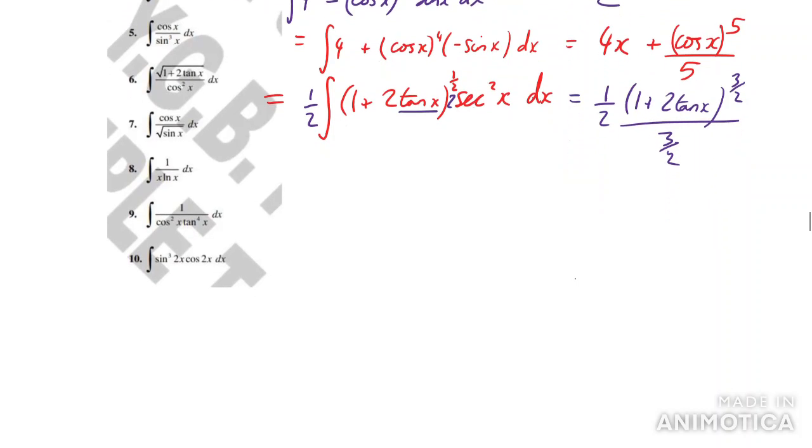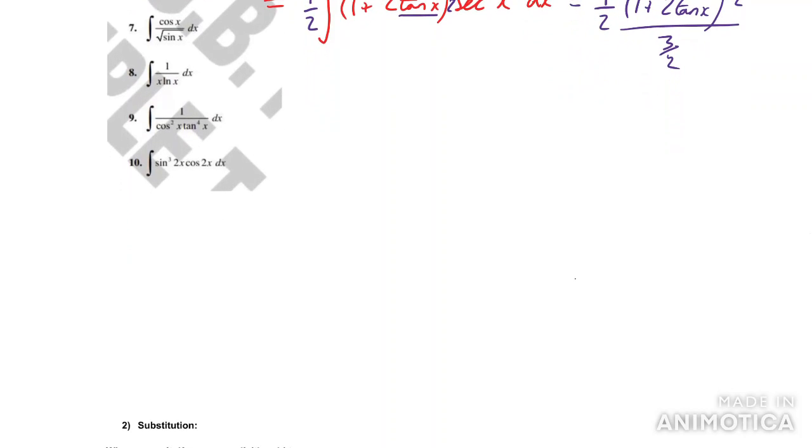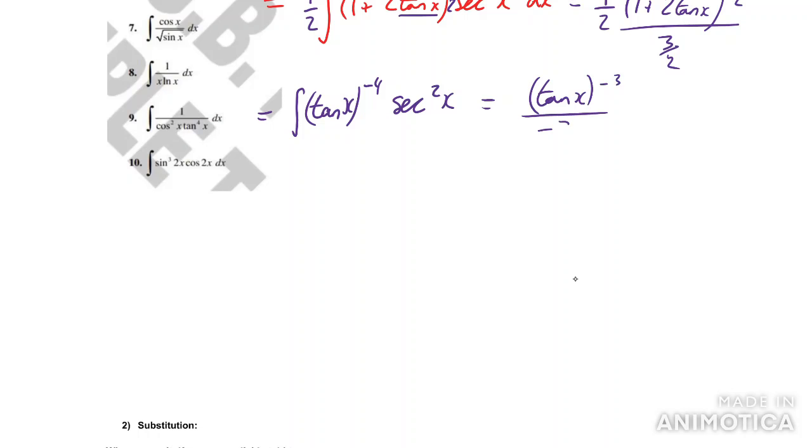Okay. Cos x over root sine x, we've sort of done similar. 1 over x ln x, we've done similar. 1 over cos squared x tan to the 4x. Well, again, like I keep saying, practice is important and knowing what differentials turn up. So I see that tan to the 4x and think, okay, I want a sec squared. So I'm going to write that as tan x to the minus 4. And then I've also got 1 over cos squared, which I want to write just as sec squared. And so now I've got exactly the right form. So this is just going to be tan x to the minus 3 over minus 3.